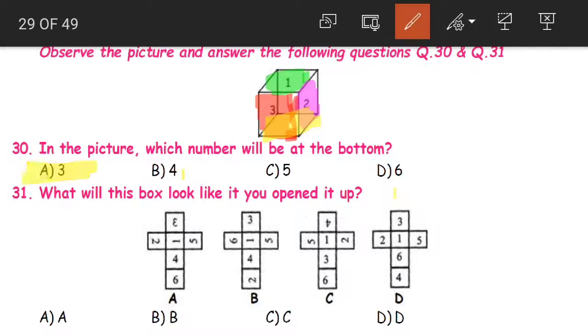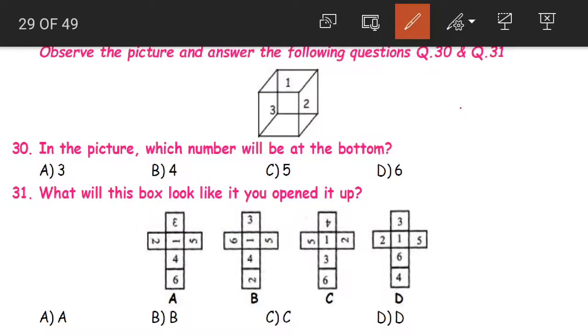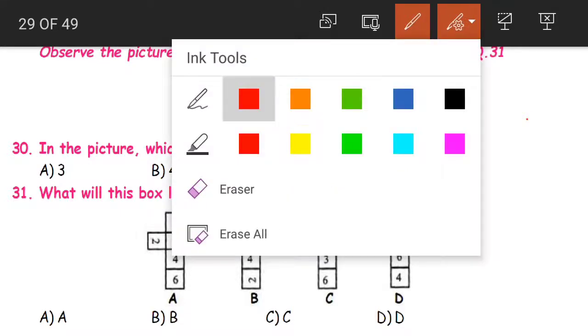Now 3 is already given, so we can eliminate 3. So 3 cannot be our answer. Yes, so it's not 3. Now will it be 4, 5 or 6? See, while numbering the sides, we follow a pattern. We won't just number here and there. So when this is 1, 2, 3, the face at this side will be named 4 and at the back will be named 5 and the bottom face will get the number 6.